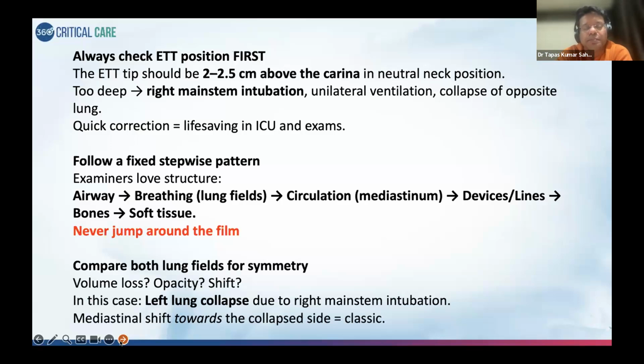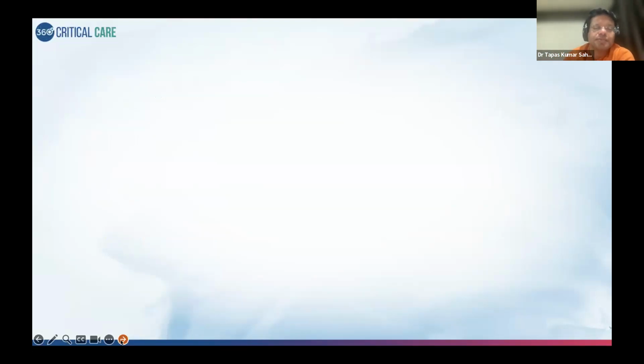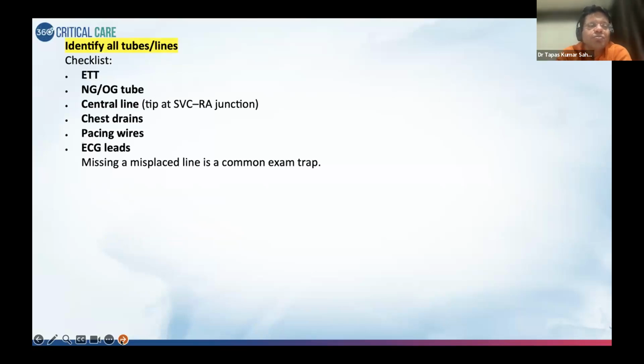So you all gave bits and pieces of the answer, but nobody actually answered in one complete package, so you would not get 100% marks. Now, identify all tubes and lines whenever you see any X-ray. Though I was specifically expecting the correct answer, in the examination the examiner sometimes wants you to identify all tubes and lines. The checklist is the ET tube, NG or OG tube, central line and where its tip is, chest drains, pacing wires, and ECG leads. The examiner will always try to include a misplaced line, which is a common exam trap.